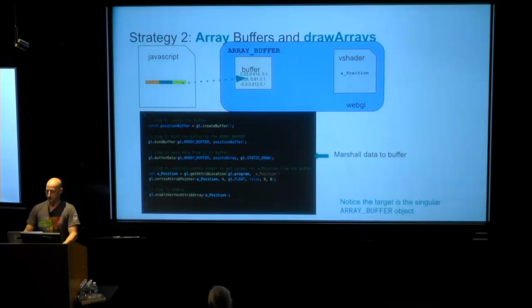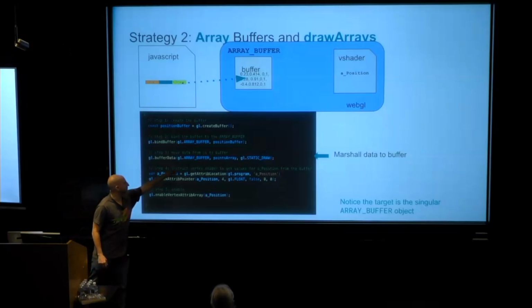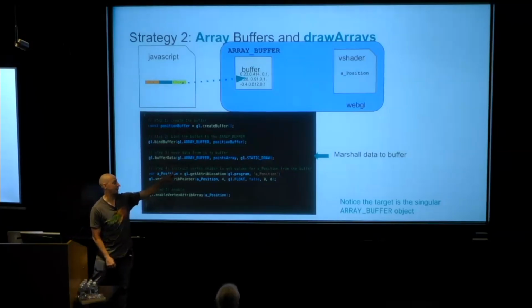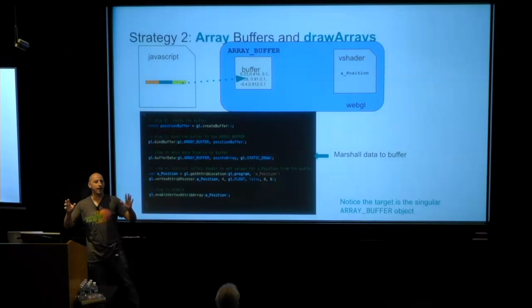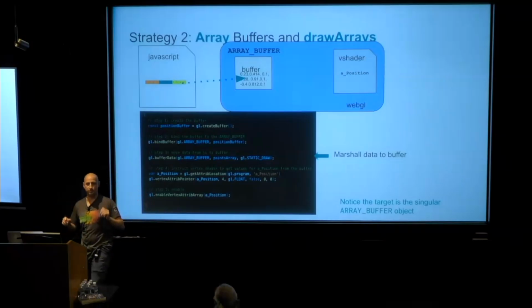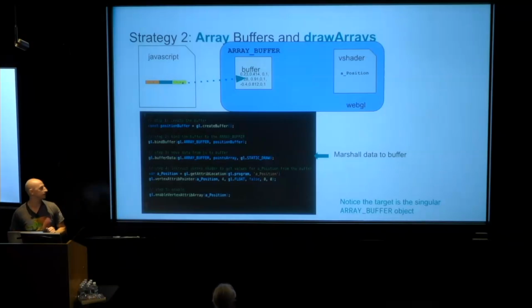The next thing you have to do is actually marshal data from your typed array in JavaScript to that buffer on the GPU. This is where you're doing that, so you're buffering data. What's really important to notice here, and this is a source of a lot of bugs, especially for me, is that the destination argument is not the name of the buffer you created, so not position buffer, but the global state array buffer. You're saying move it to whatever the GPU thinks the array buffer is now, that's where I want you to put this data.